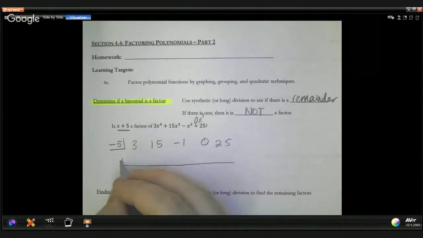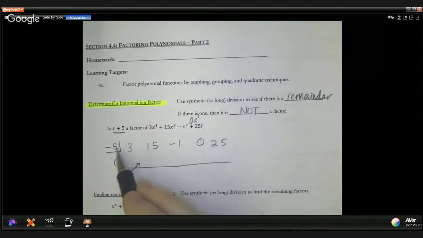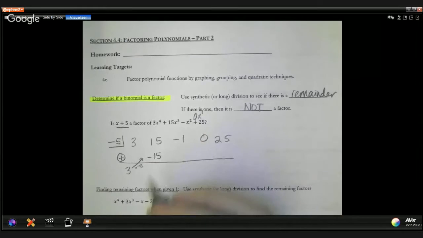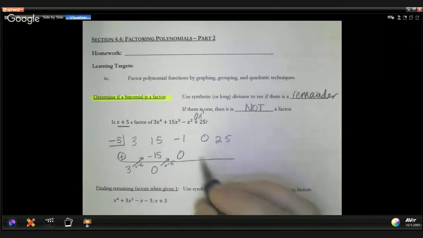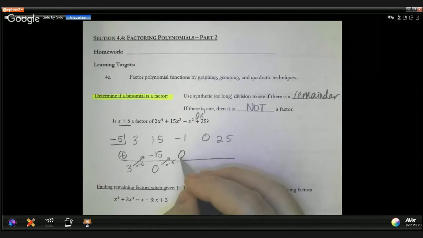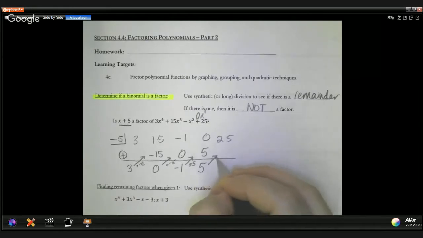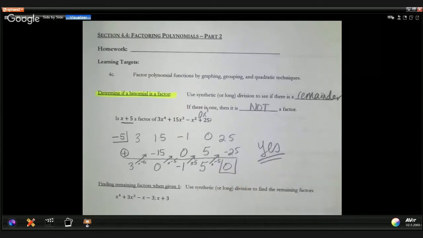Now remember, for synthetic division, you add going down. 3 plus 0 is 3. Now you multiply by what's in the box, which is negative 15. 15 plus a negative 15 is 0. Multiply by what's in the box, which is 0. Negative 1 plus 0 is negative 1. Multiply by what's in the box, and that's a positive 5. 0 plus 5 is 5. Multiply by what's in the box, which is negative 25. 25 plus negative 25 is 0. So this is a yes. Because we got a remainder of 0, or no remainder, we know that it's a factor.